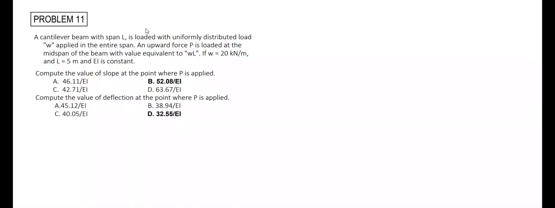We're given a cantilever beam with span L that is loaded with a uniformly distributed load W applied in the entire span. An upward force P is loaded at the midspan of the beam, with value equivalent to WL. If W equals 20 kilonewtons per meter and the length equals 5 meters and EI, or flexural rigidity, is constant, we are tasked to compute the value for the slope at the point where P is applied and the value of deflection at the point where P is applied.